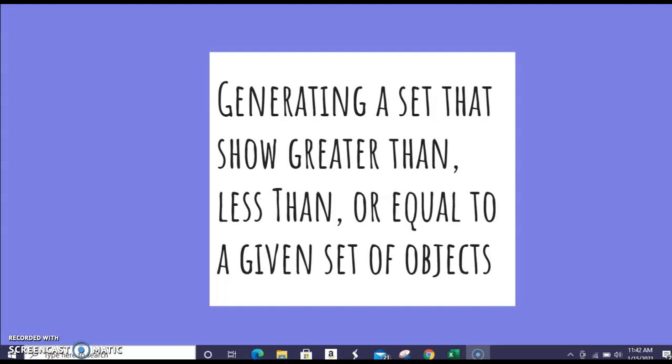Hello friends, welcome to virtual math class, and today we're going to practice generating a set that shows greater than, less than, or equal to a given set of objects.